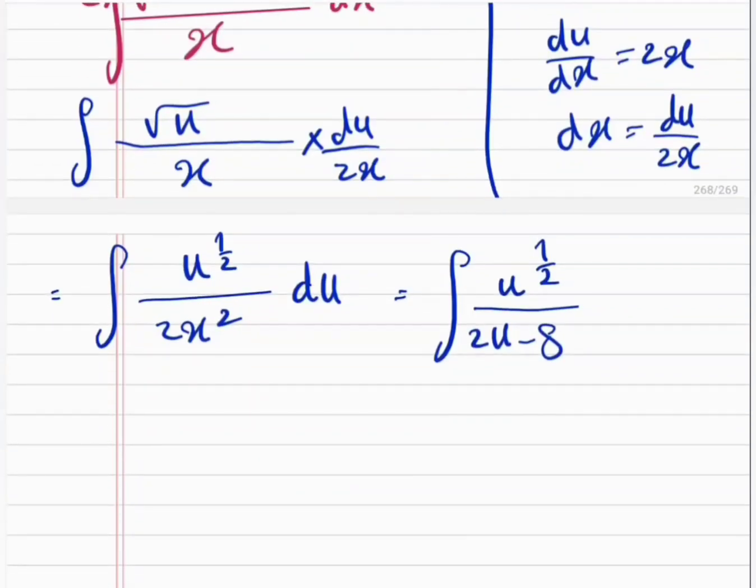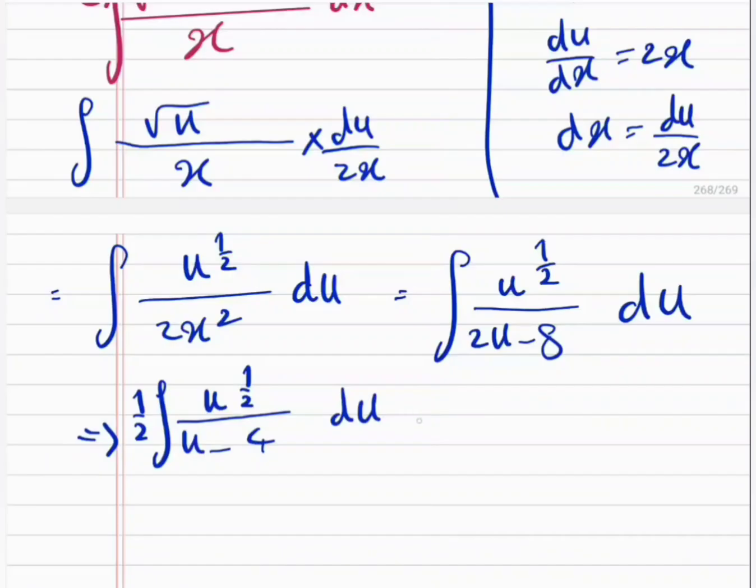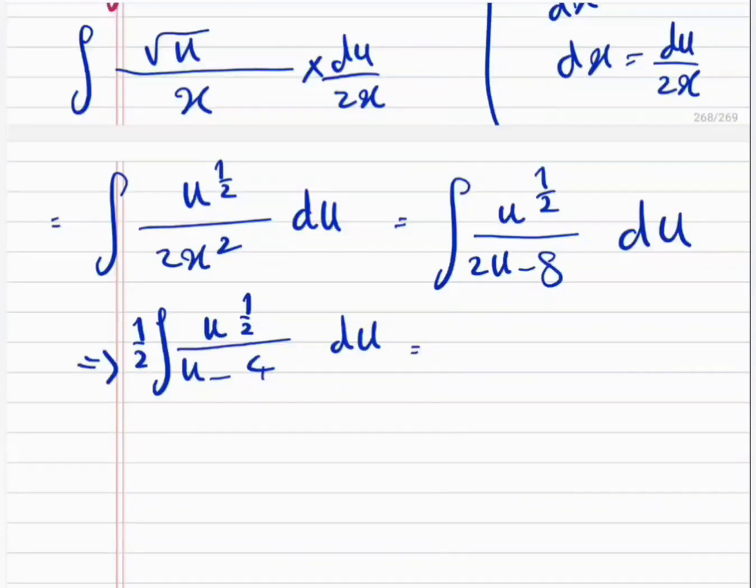And let's simplify this. We can take a factor of half out, and then it's u to the power half and u minus 4 here to u.